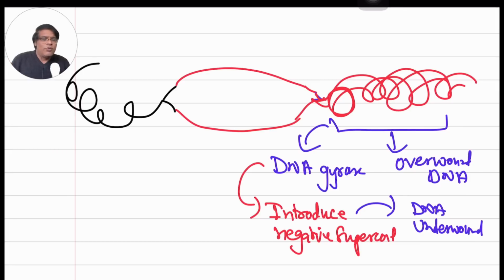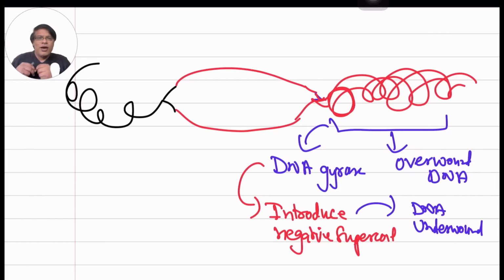So in this situation, what is going to happen? DNA gyrase will relax these supercoils, and this way it will introduce negative supercoils within the DNA. Overwound DNA has positive supercoils. These negative supercoils will be introduced and the DNA will become underwound. In the underwound situation, the cell can easily separate both strands of DNA. In the overwound situation, the cell can't separate both strands of DNA.